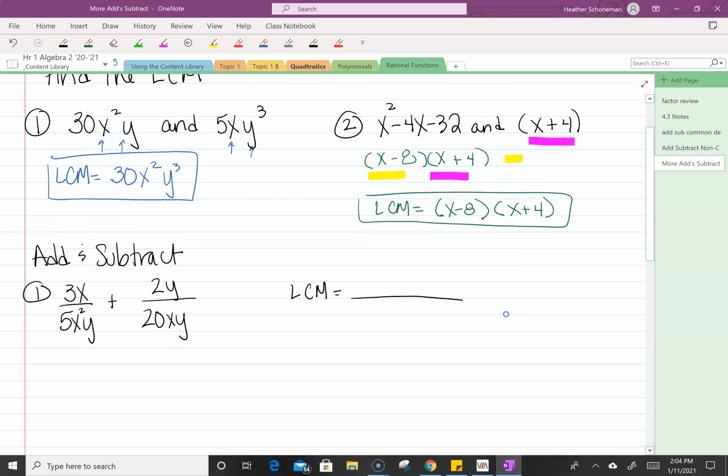All right. Now on your homework, and then again on the quiz, there's going to be a blank for you to tell me what the least common multiple is. Because if you don't identify it from the start, you're not going to be successful when you're working the problem.